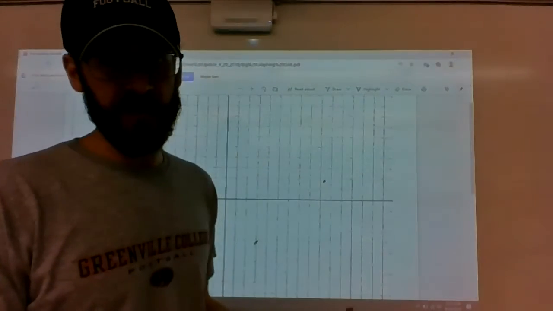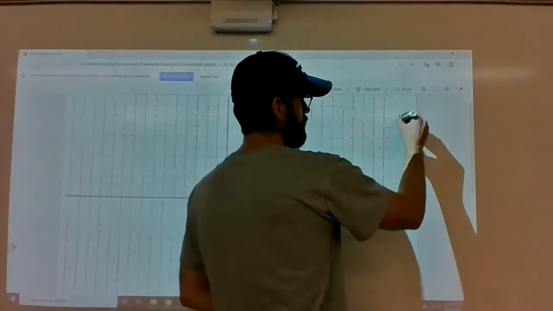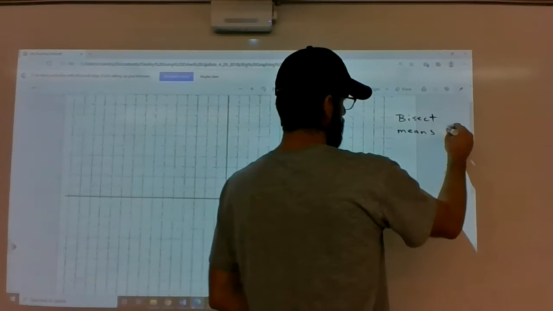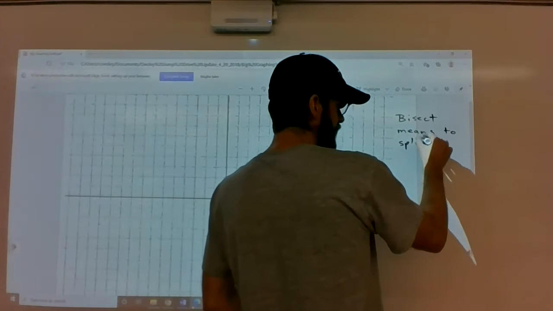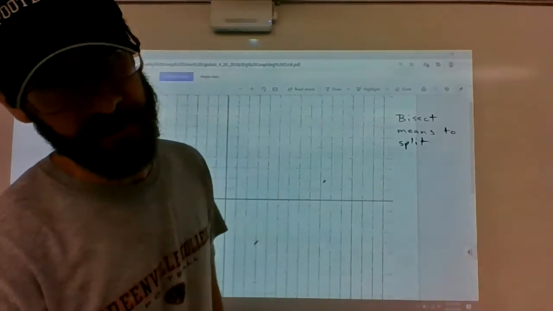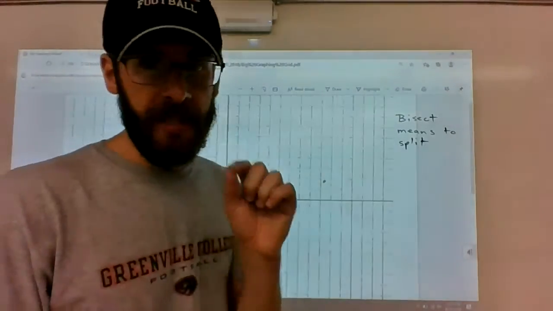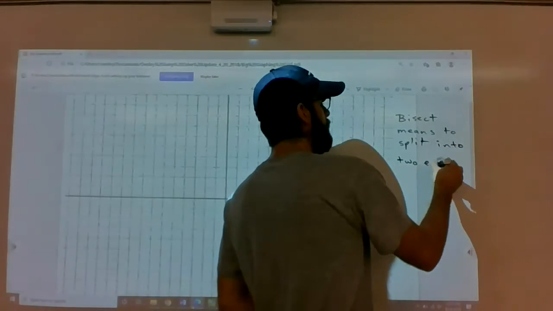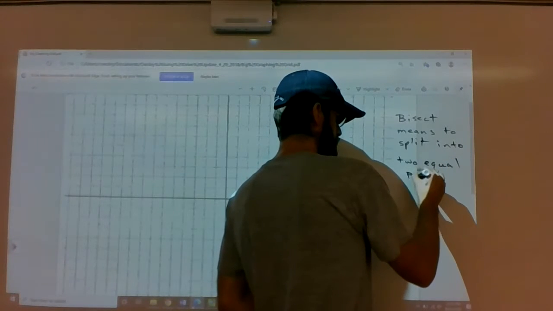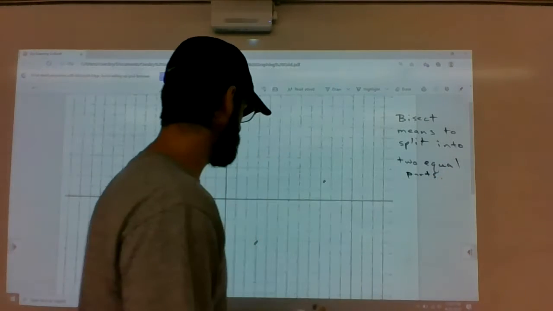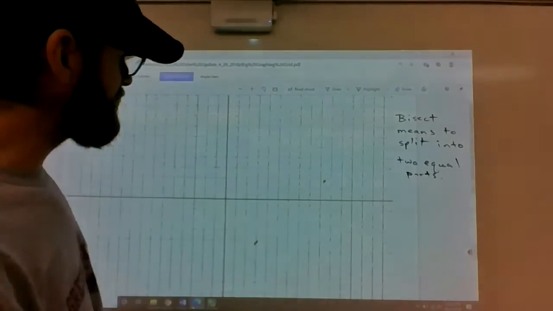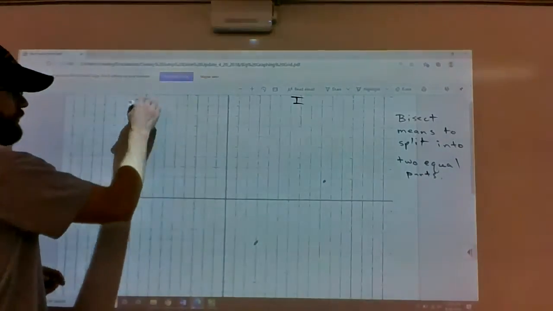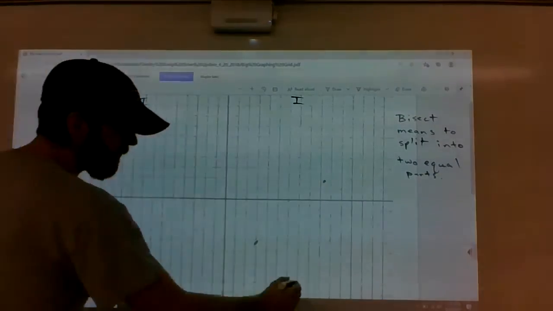So the first thing we have to figure out is, what does bisect mean? I'm just paraphrasing whatever Webster's dictionary would give, but bisect means to split into 2 equal parts. So it'd kind of be like saying, how do you split? So we got quad 1, 2, 3, and 4.